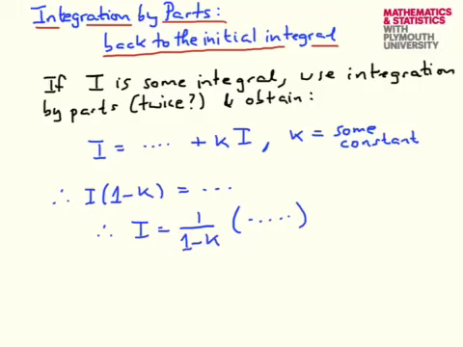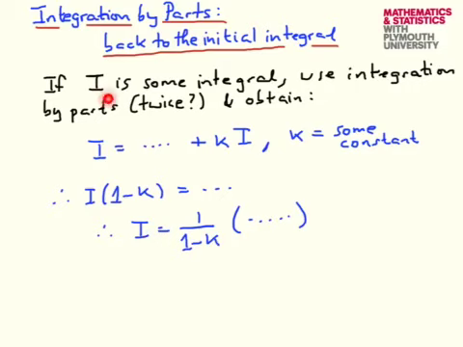So in this video, what I want to do is to talk about using the technique of integration by parts in such a way that we obtain on the right hand side of a relation the initial integral again. And this can very often let us calculate the initial integral. So let me just try to explain here what the strategy is.